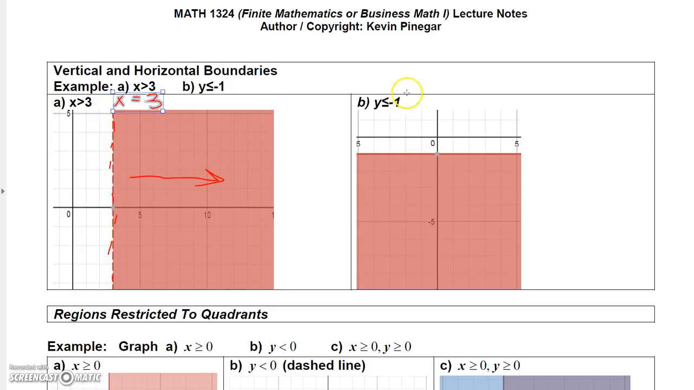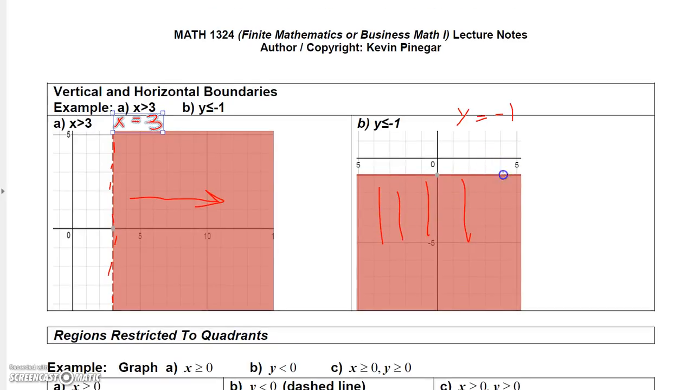Greater than 3 would be to the right of 3, so I would shade that side of the line. And then for y is less than or equal to negative 1, if you graph y equals negative 1, that would be this line here, just below the x-axis. Since it has the equal to with it, I drew a solid boundary. And common sense tells you the points less than negative 1 are all the points below that line, so you shade that region.